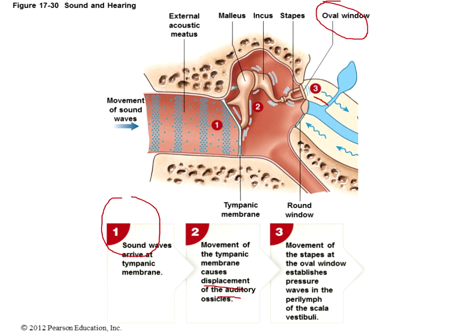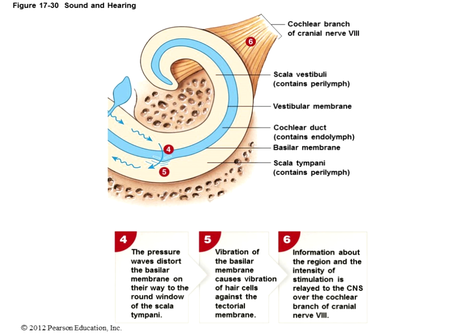the oval window, and the movement of the stapes establishes a pressure wave in the perilymph, which will ultimately lead to distorting the basilar membrane, which will ultimately cause vibration of the hair cell against the tectorial membrane, and that ultimately will lead to stimulation of the nerve ending, the cochlear branch of cranial nerve number 8, also known as the vestibulocochlear nerve. Okay? And here you can see that in these images.